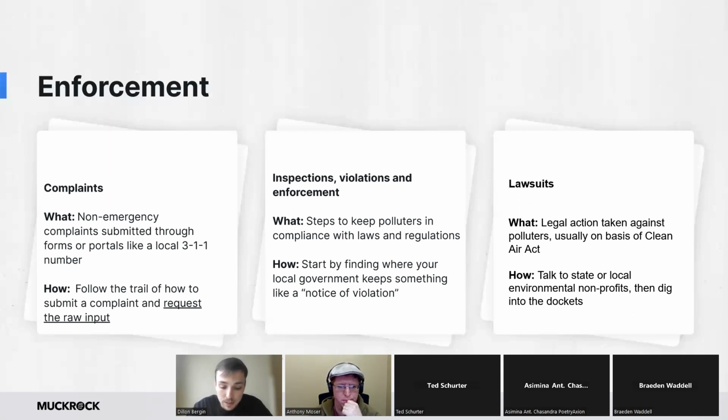They can be documented at the local, state, or federal level. Again, it really depends how your area is implementing the Clean Air Act laws. But these are the steps to keep polluters in compliance with regulations, and they can be used to pinpoint facilities that are problematic, that continue to have violations.